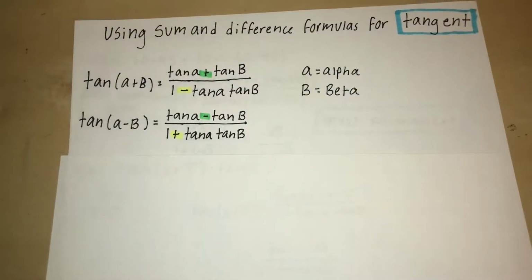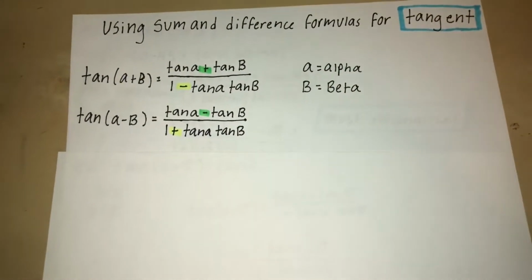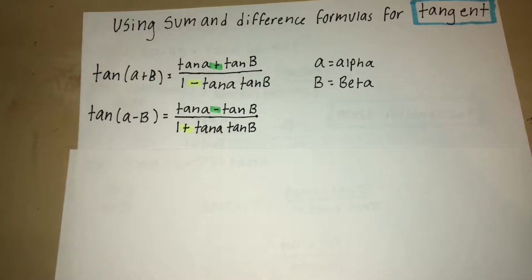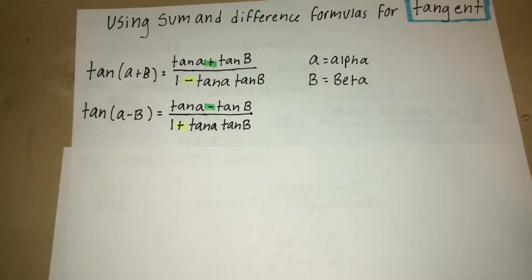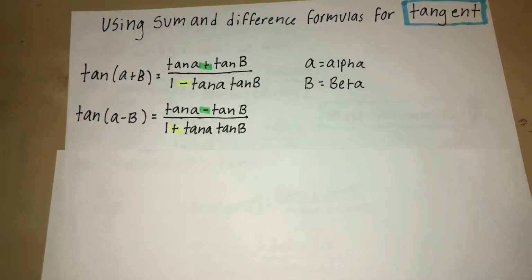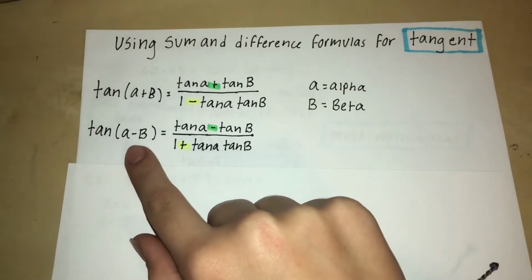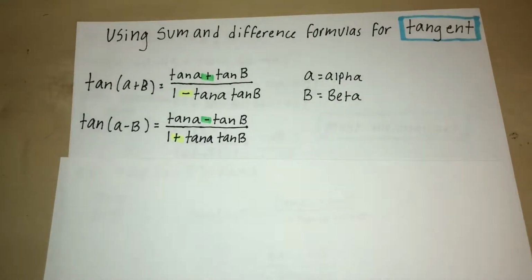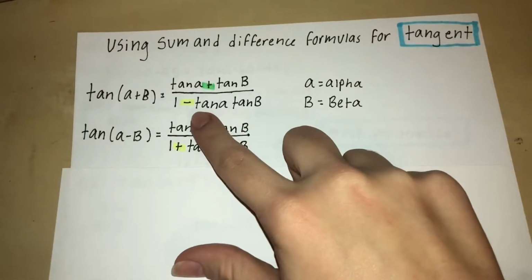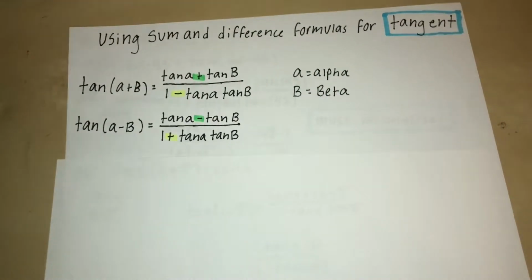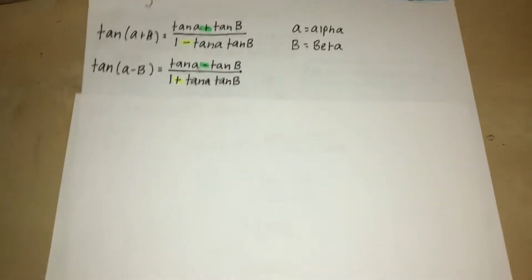And for the difference formula, it's expressed as the tangent of the difference of two angles equals the tangent of the first angle minus the tangent of the second angle divided by 1 plus their product. As you can see at the bottom, it is the opposite sign: for the difference formula it will become positive, and for the sum formula it'll become negative. And A will equal alpha, and B will equal beta.